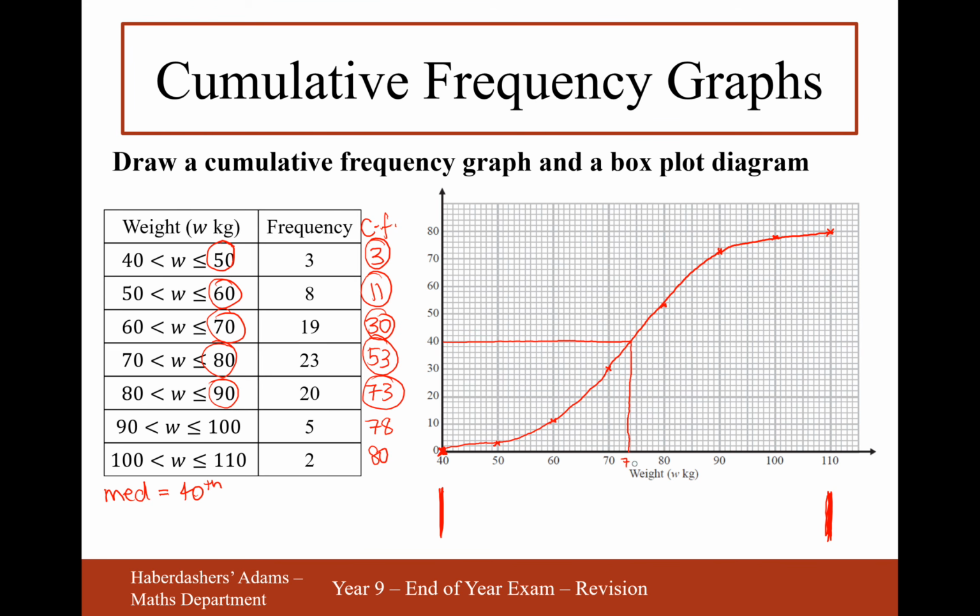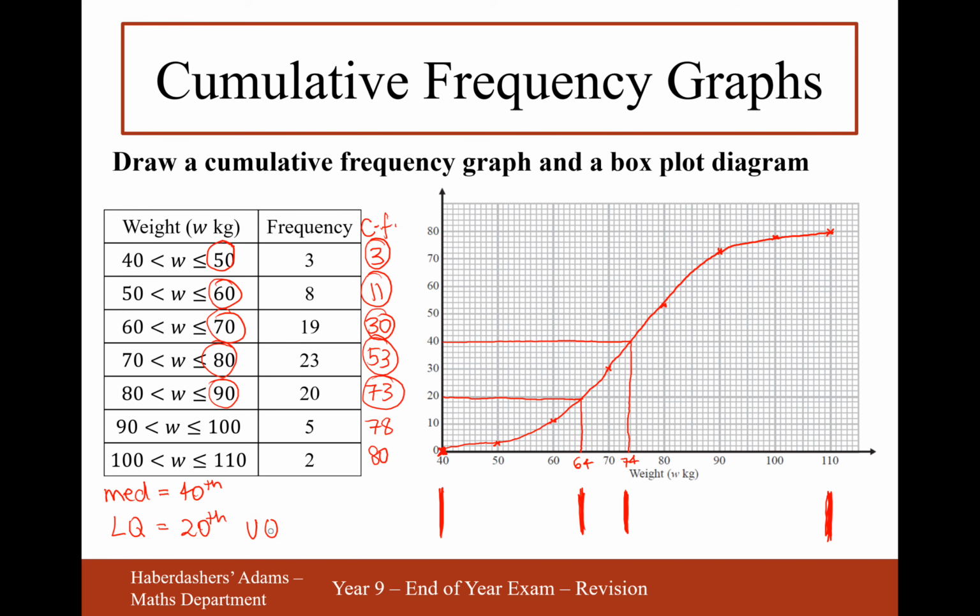And that's at 74. So I'll put a little marker down there at 74. The lower quartile will be at the quarter way mark. And what's a quarter of 80? 20. That'll be the 20th piece of data. So I'll go to 20, across and down, and that'll be at the 64th piece of data.